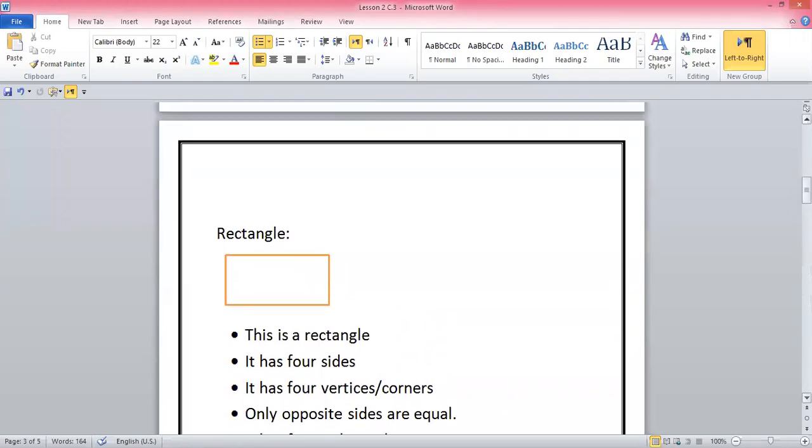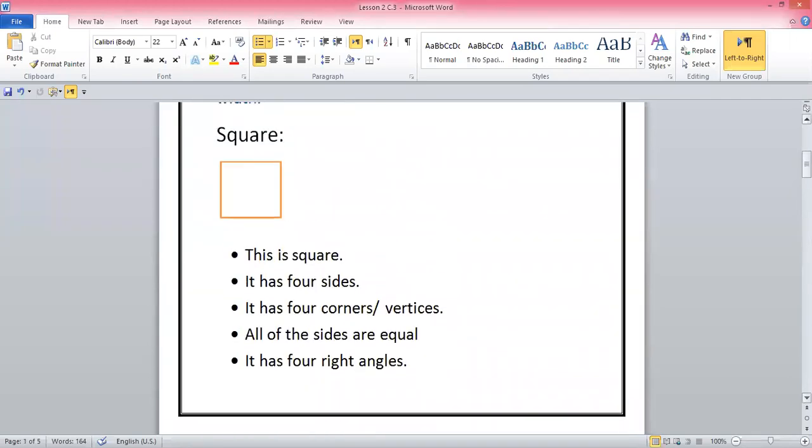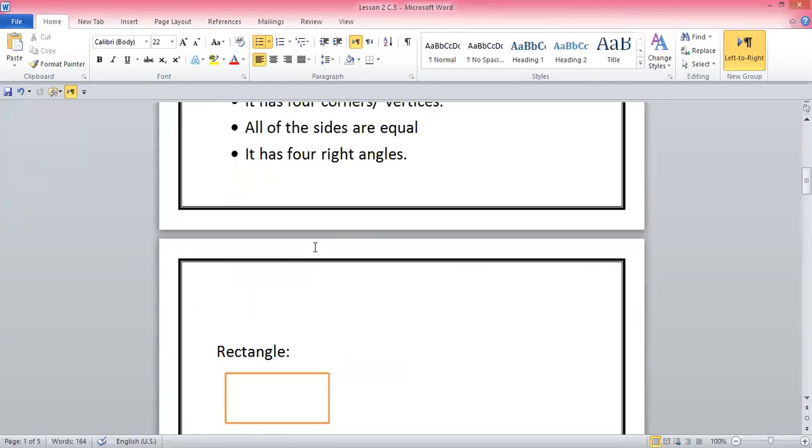We were studying 2D shapes, the properties of 2D shapes, and we studied the square. Just a quick revision about the 2D shapes. A square has 4 sides, 1, 2, 3, 4, and 4 corners, 1, 2, 3, 4. In a square, all sides are equal. And there are also 4 right angles. This is a right angle, this is a right angle, this is a right angle, and this is a right angle.